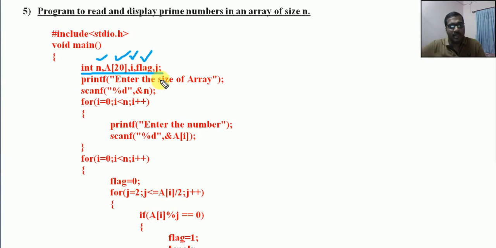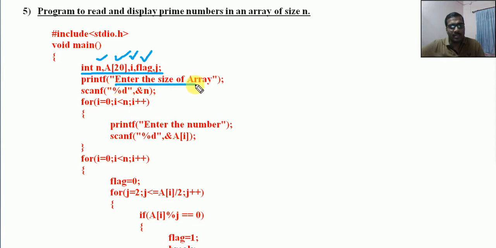Then we have one more variable called j, because in this case we require one loop, that is a normal for loop. Inside that I require one more loop for one more iteration. We will see what is the requirement for that second iteration. For that second iteration I am using this j variable. We will see that. Okay, now enter the size of the array.